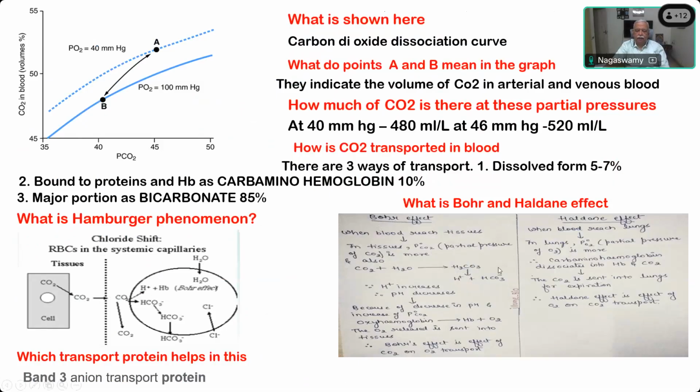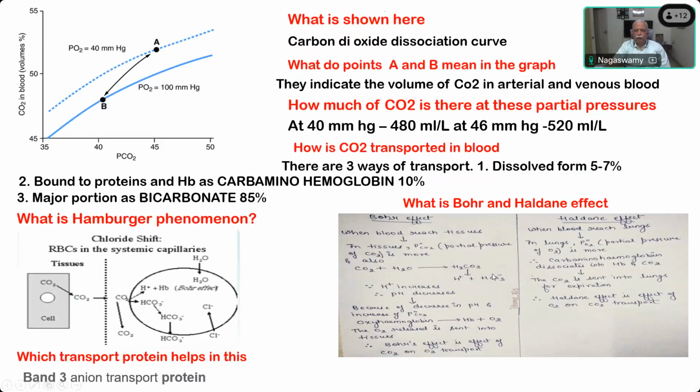Haldane effect, the same thing happening at the lung level. What happens when blood reaches the lung? The PO2 is higher, whereas CO2 is higher in the blood. So carbamino hemoglobin dissociates into hemoglobin and carbon dioxide. Because carbon dioxide is higher in the venous blood, it is pumped out, oxygen is taken in. At the tissue level, the Bohr effect helps in the delivery of oxygen to the tissues. The Haldane effect helps in the elimination of carbon dioxide at lung level.